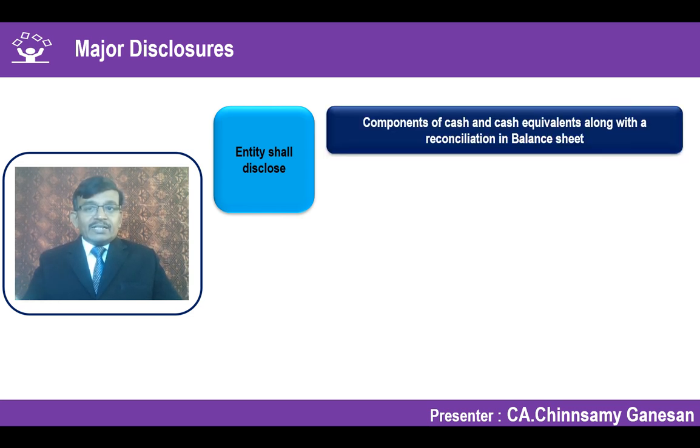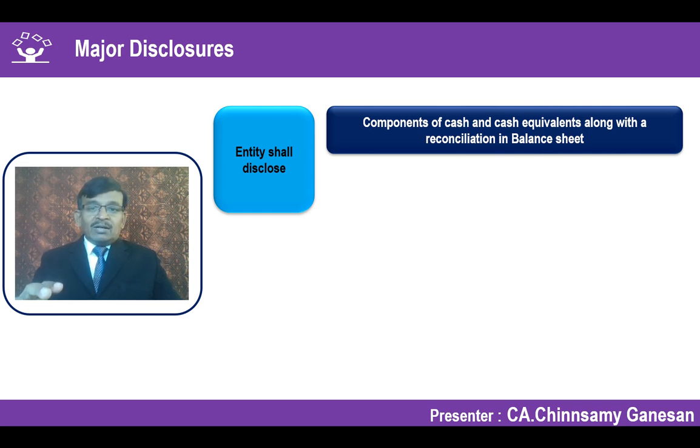Component of cash and cash equivalent along with the reconciliation in the balance sheet. I have shown that in the Excel sheet as a note: what is the component of cash and cash equivalent, what are the bank balances. Suppose an entity also has overdrafts, that should also be part of cash and cash equivalent. And if you have a fixed deposit having original maturity of 3 months, which is unrestricted, that should also be part of the cash and cash equivalent.